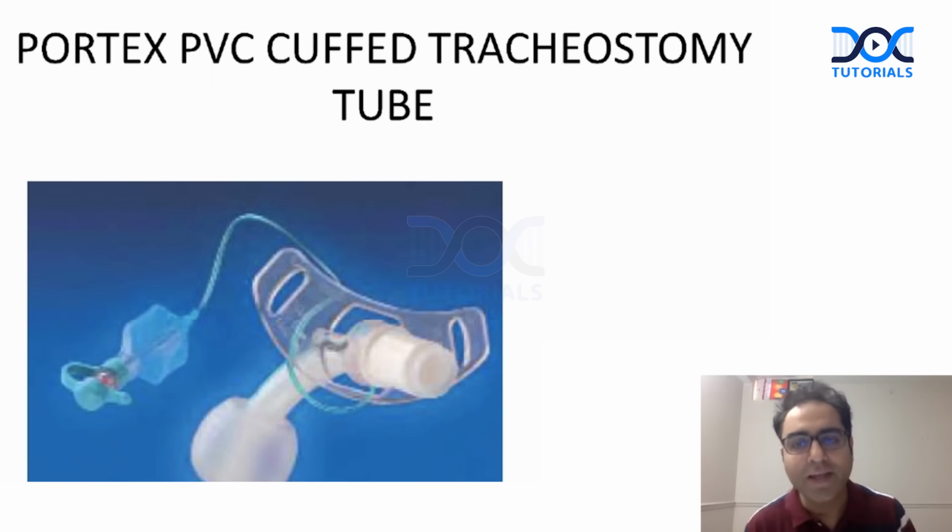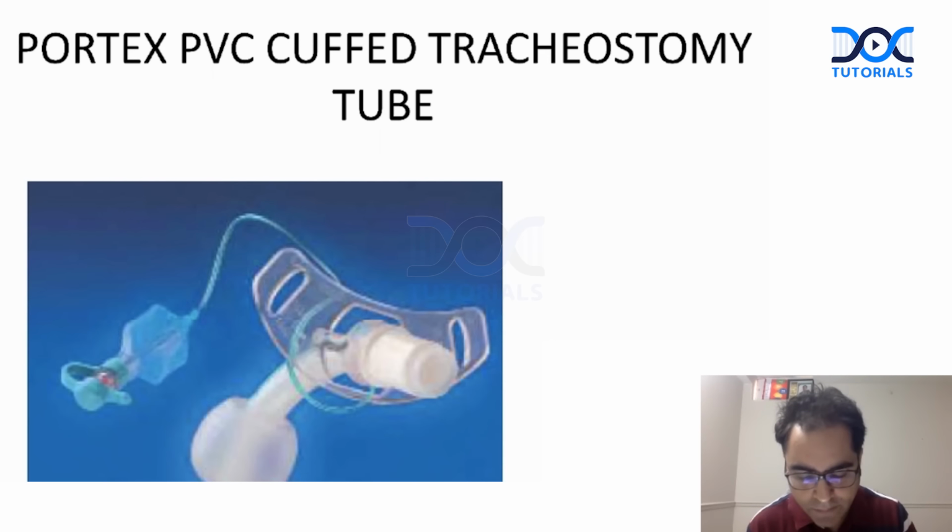Now, next thing, what is the best tracheostomy tube for an ICU patient or otherwise an adult? It has to be a cuffed tracheostomy tube, and the complete name is Portex PVC cuffed tracheostomy tube. Cuff helps to decrease the aspiration. Cuff doesn't allow the air leak also. So that's the advantage over there.